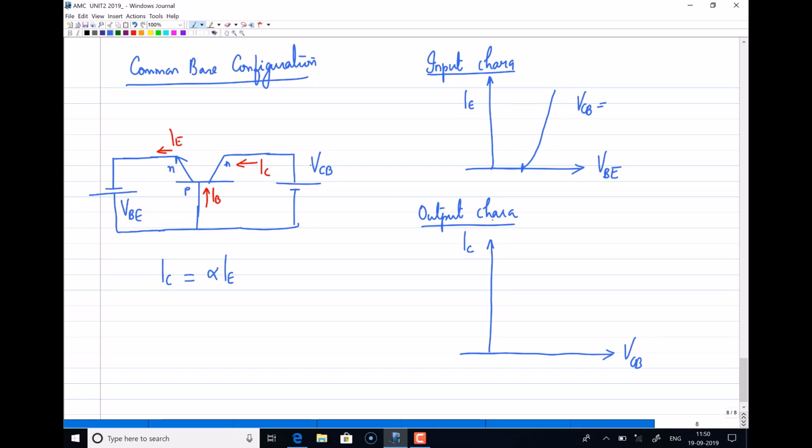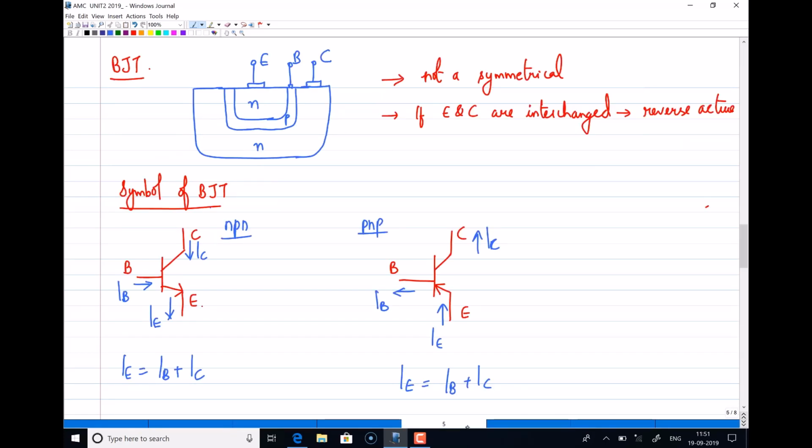If you look at the collector base voltage, as long as this collector base junction is reverse biased, what will happen? IC will be constant because nothing is there to vary IC, or IC will be equal to alpha IE. Now you should not get the doubt how a current flows when this junction is reverse biased.